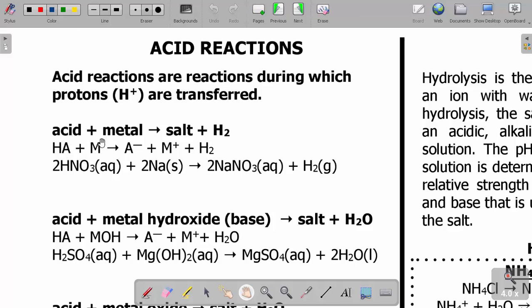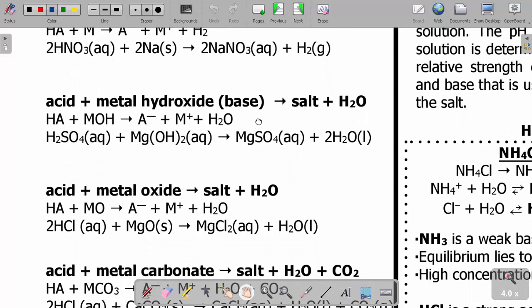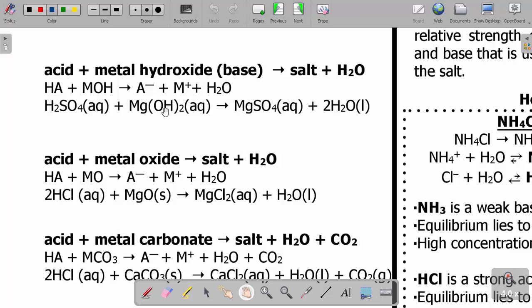When we have an acid plus a metal, we get a salt plus hydrogen gas. For example, nitric acid plus our metal sodium gives us sodium nitrate plus hydrogen gas. So please note for your tests that when you react an acid plus a metal, you get a salt plus hydrogen gas. However, when you react an acid plus a metal hydroxide, that's a base, you form a salt and water.